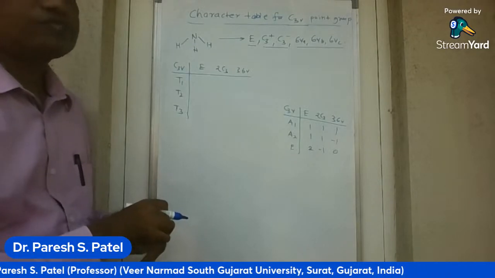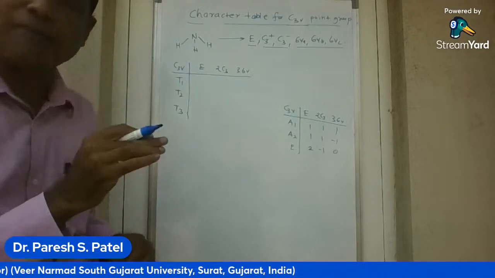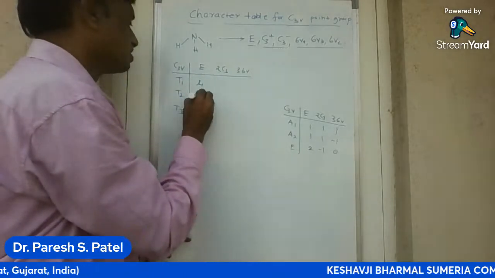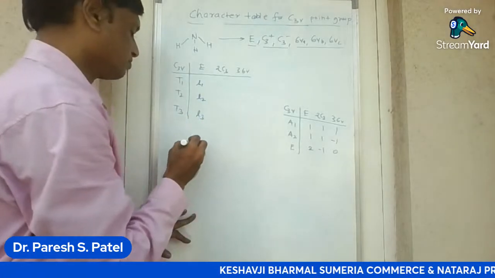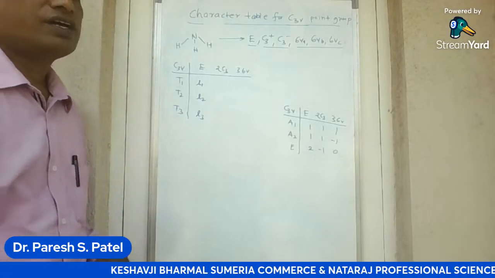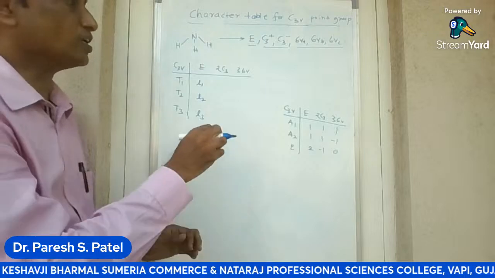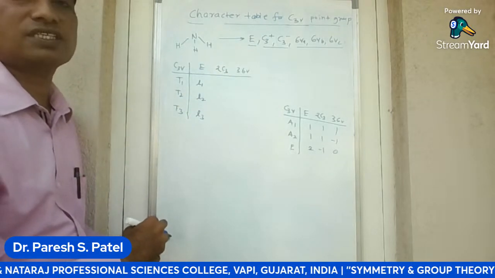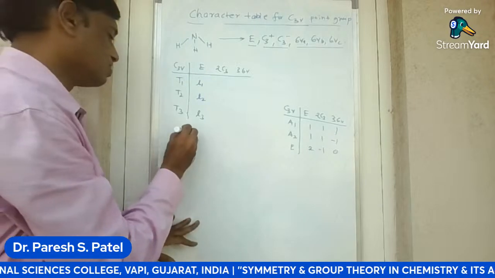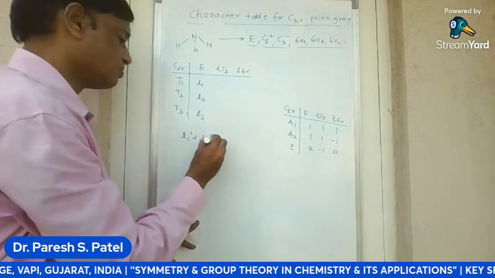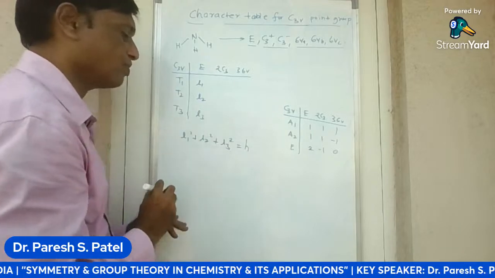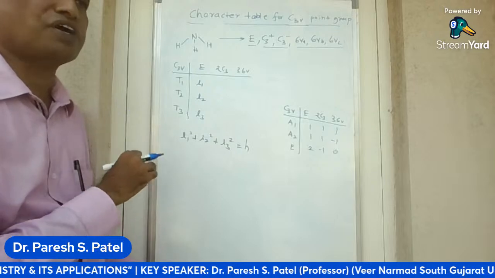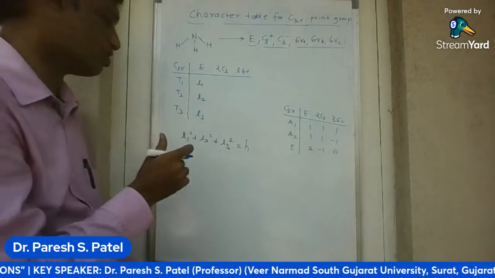Rule number two: the sum of the squares of the dimensions is equal to the order of a group. Suppose the dimensions of these representations are L1, L2, and L3. In case of the C3V point group or ammonia molecule, the number of symmetry elements is equal to 6, meaning the order of the group is equal to 6. So L1 square plus L2 square plus L3 square is equal to the order of a group. This is characteristic number two: the sum of the squares of the dimensions is equal to the order of a group.